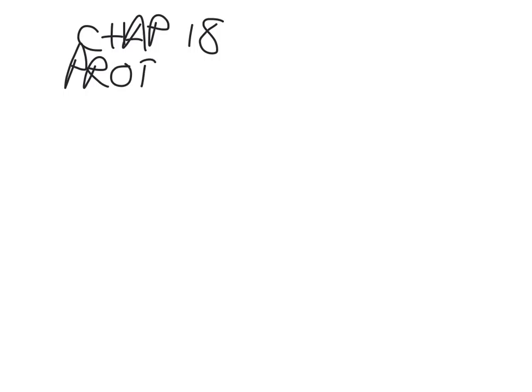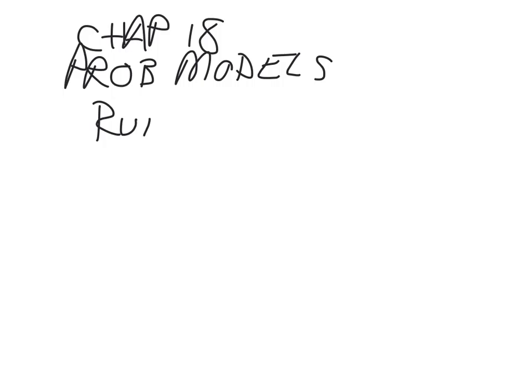Hi everybody. We're going to talk about chapter 18 now, which is a little more interesting. We're going to talk about probability models. And the first thing we're going to talk about is essentially some probability rules. And these can be found on the top of page 425 in your book.